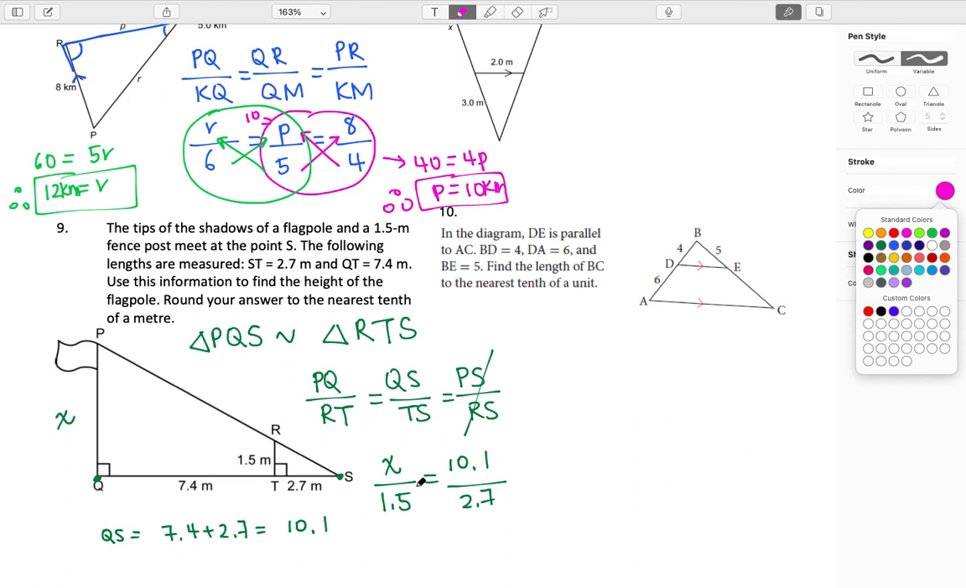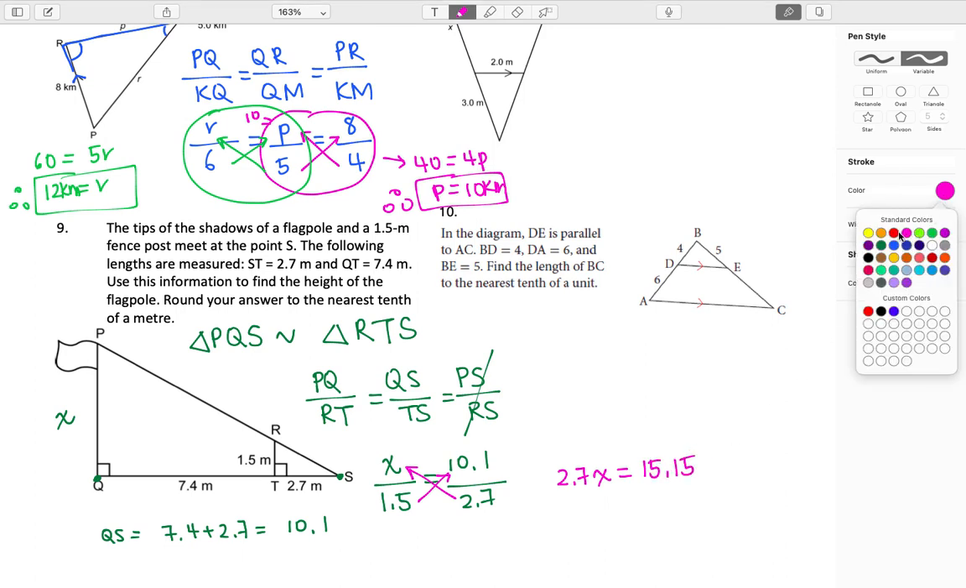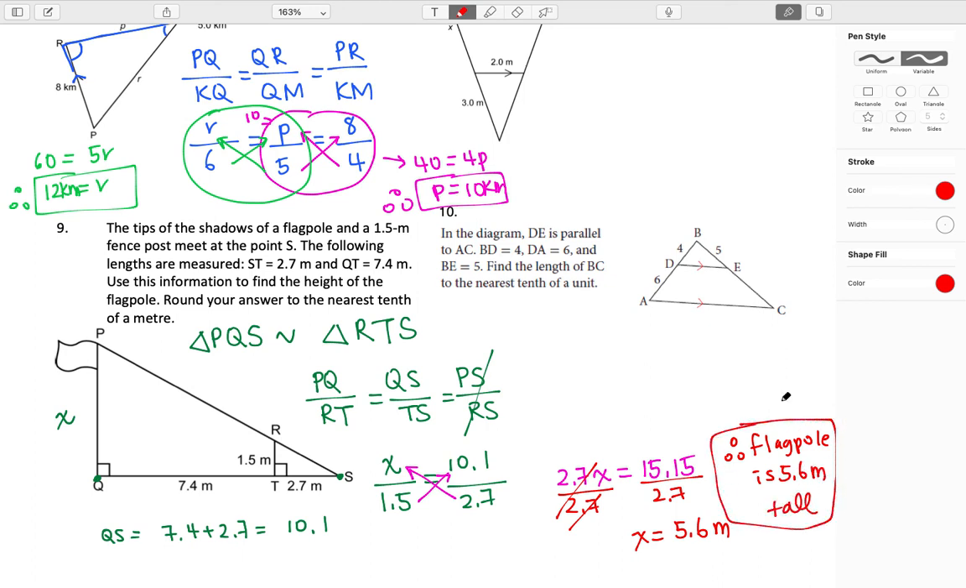So after that, we are going to cross multiply. So 2.7 times X is equal to 1.5 times 10.1, which is 15.15. And then we're going to divide both sides by whatever is in front of X, which is 2.7. Cancel, cancel. X, when you divide it, is going to give you 5.6 meters. So therefore, we could say that the flagpole is 5.6 meters tall. And make sure you end with a complete sentence.